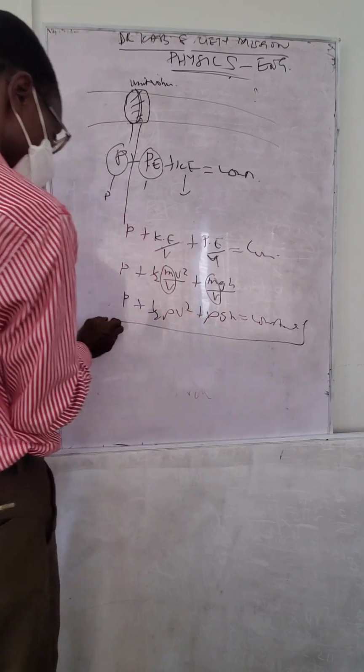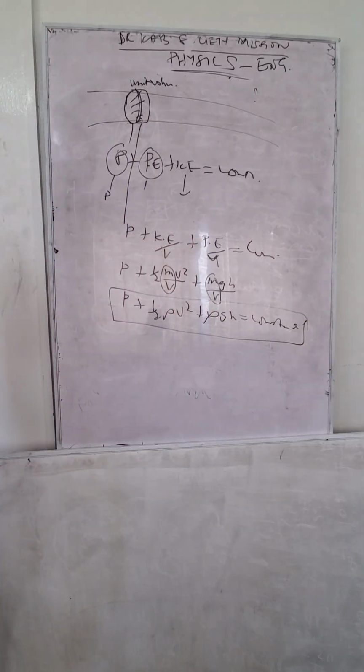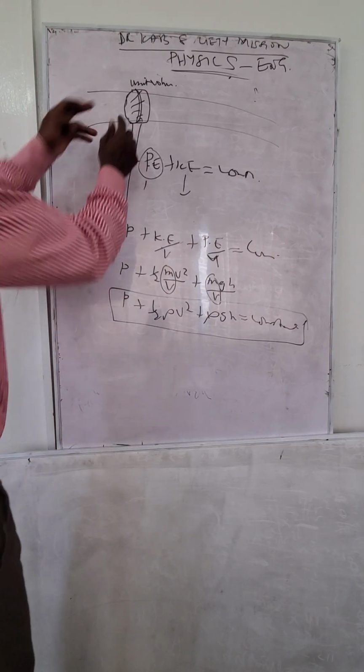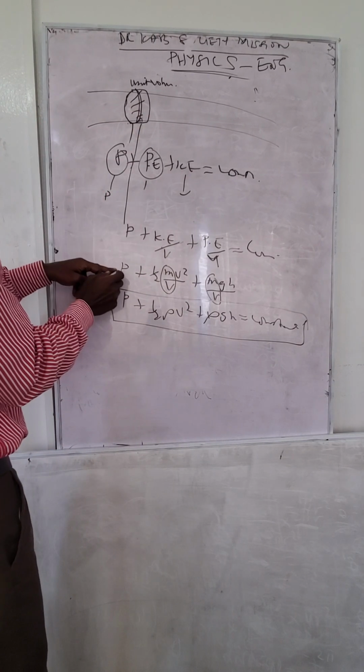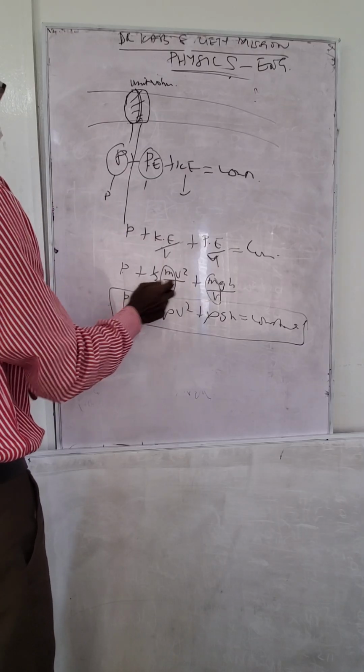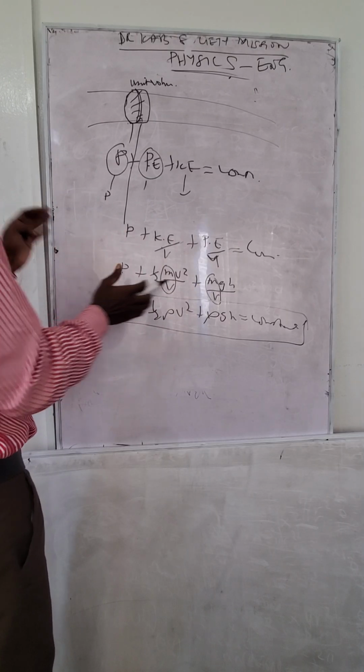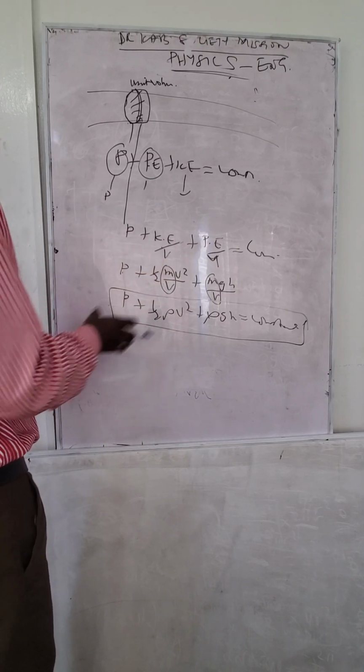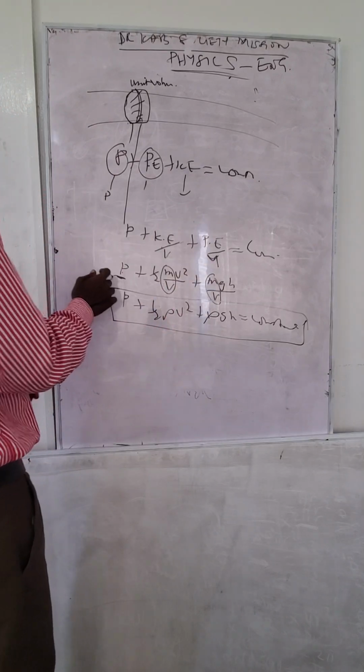Now what does this principle mean? The principle is that for this unit, this column, if pressure increases, one of these must reduce so that we still have a constant. So if two of them are increasing, then definitely this one must reduce.